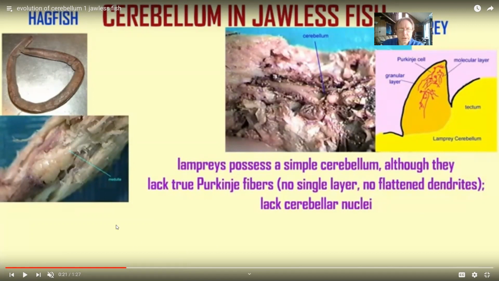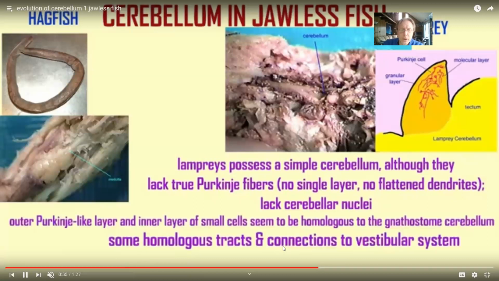Anyway, the cerebellum in lampreys is very simple. It's just a single little ridge there. They have Purkinje-like cells, but they're not truly Purkinje cells. They don't occur in one single layer. They don't have flattened dendrites. They don't have cerebellar nuclei deep inside, and the white and the gray matter mixes.